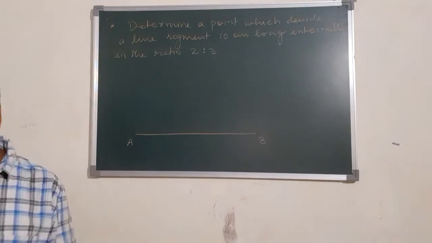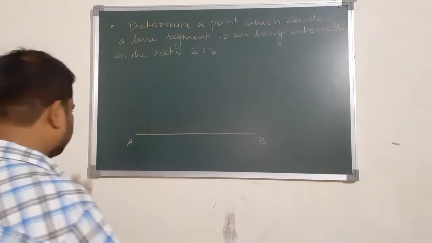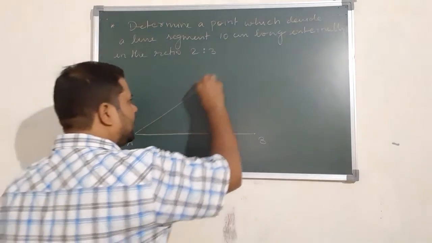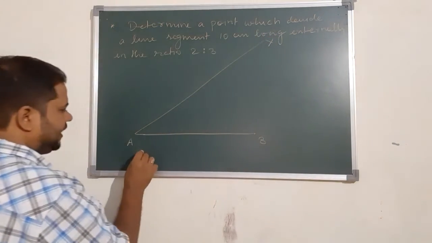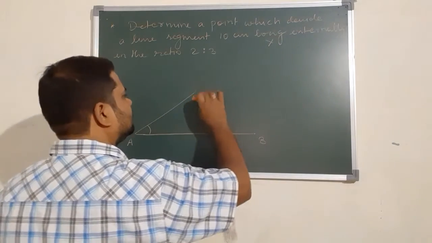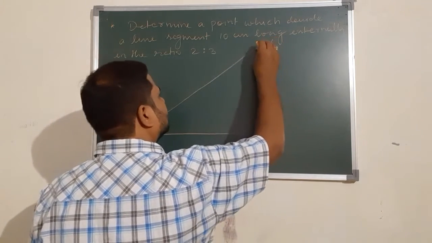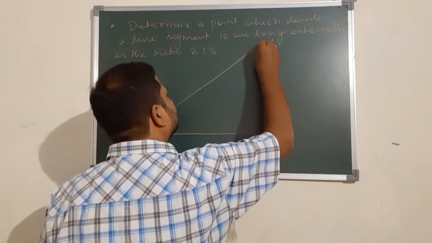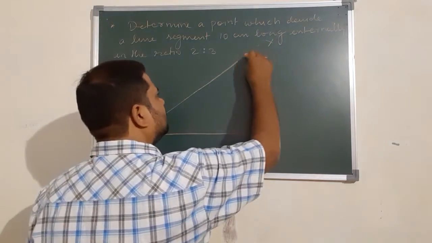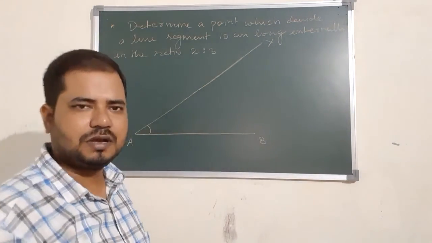Then from A or B, whichever you choose, draw any ray making an acute angle. So from A we make an acute angle and draw angle BAX. Making an acute angle, we draw ray AX such that BAX is an acute angle.